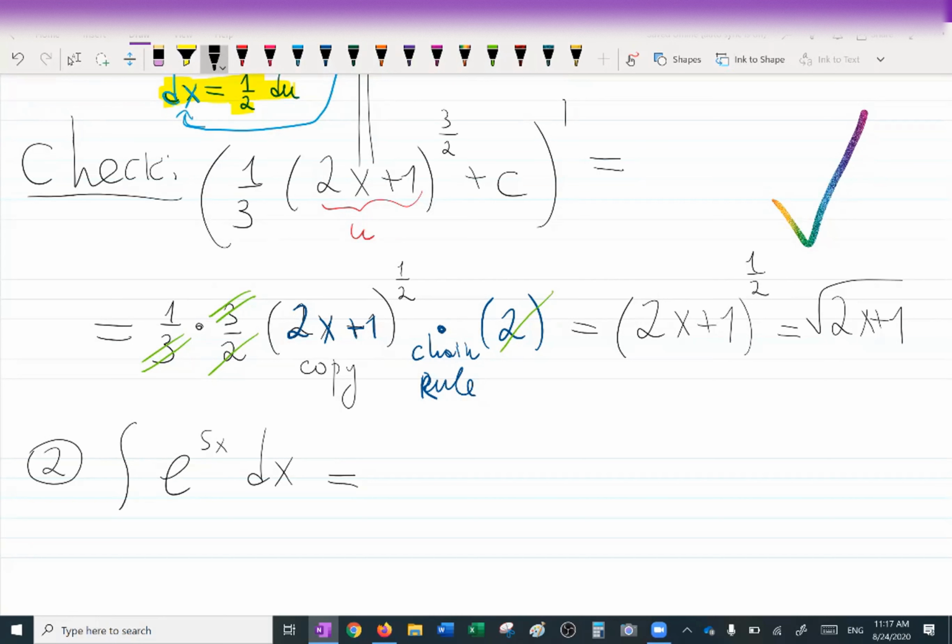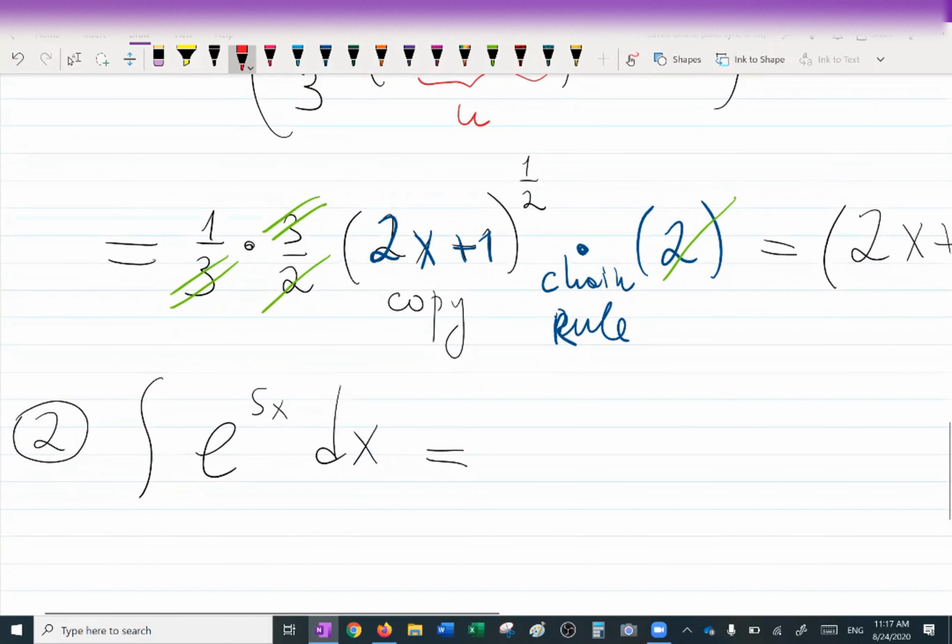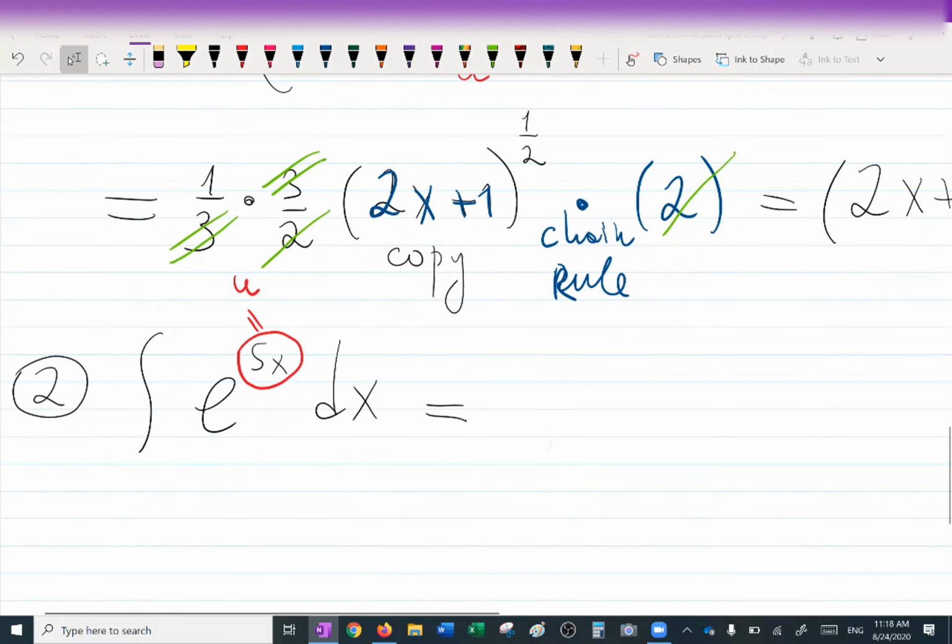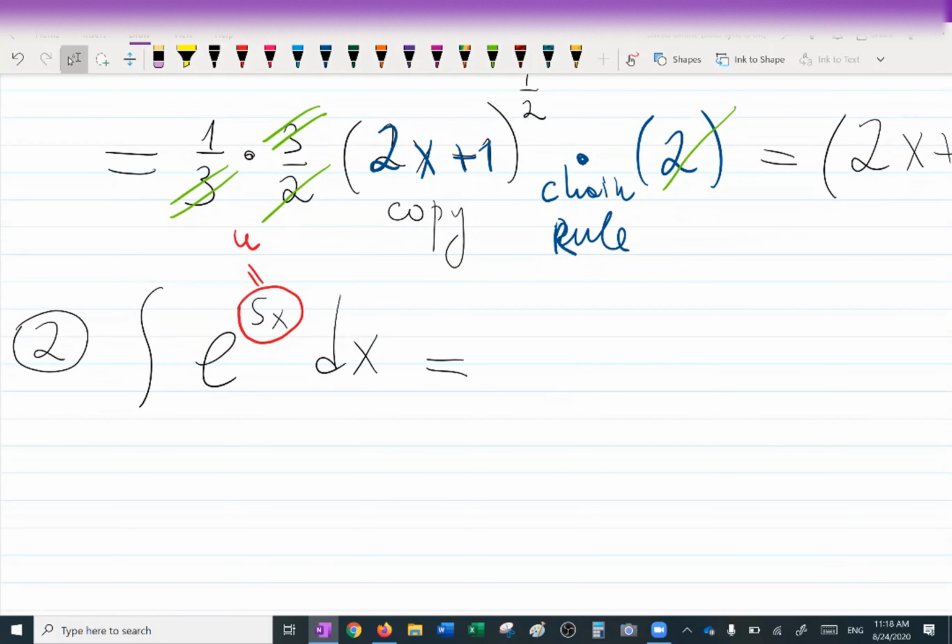But this one has 5x in the exponent, and that's what I don't like. It makes it more complicated. You have a feeling about it, that's where intuition hits in. I don't like this part, so I will call it u, and I will follow this method over here. There are two ways of doing it again. Let me show you both again, and then I'll stick to the one I personally like.